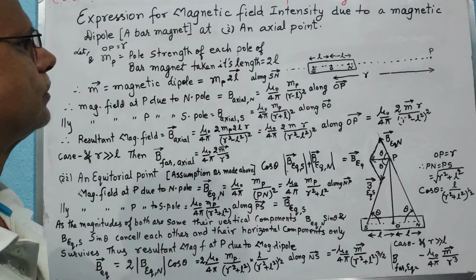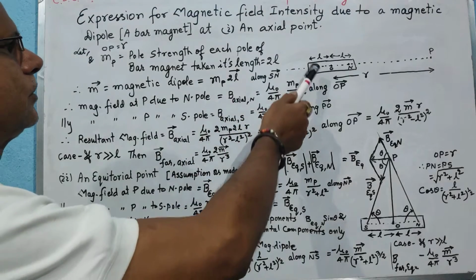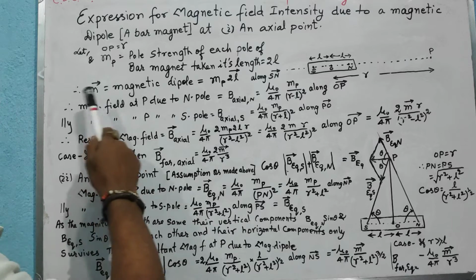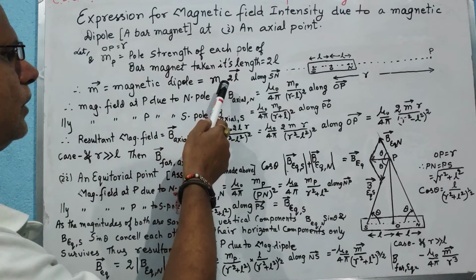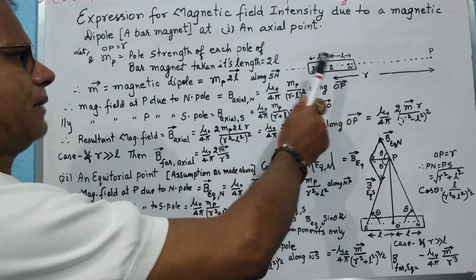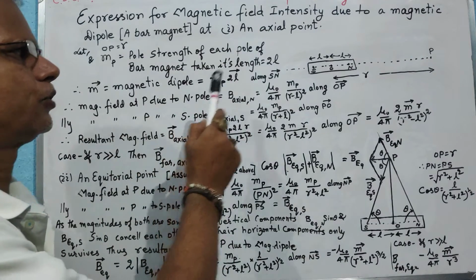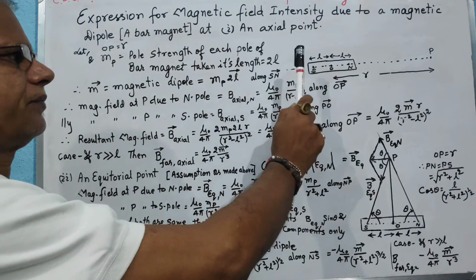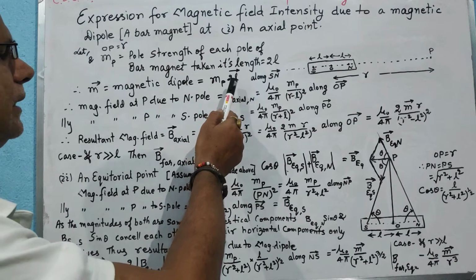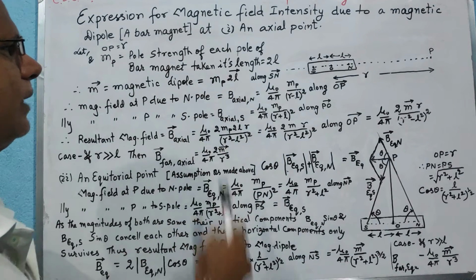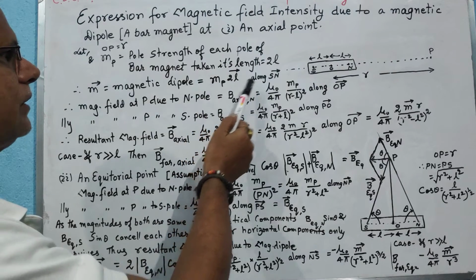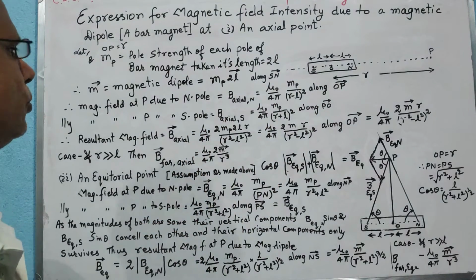Then we can now treat these poles separately, and we have already defined that magnetic dipole moment will be equal to pole strength into the effective length of the dipole, and the direction of magnetic dipole moment should always be along the direction from south pole to north pole, and therefore we mention the arrow over 2L. So this gives the direction which is along S to N, south pole to north pole.